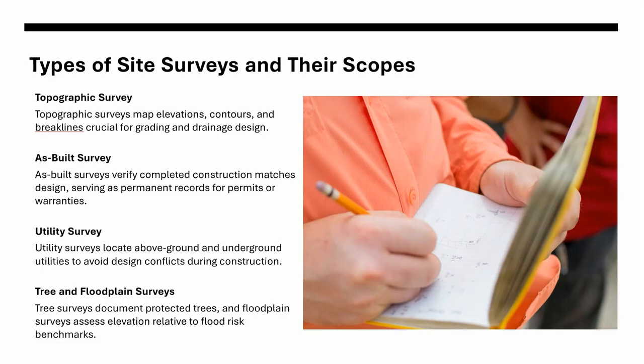A utility survey concentrates on locating above ground and underground utilities so that designs can avoid conflicts. And a tree survey documents trees in detail, especially heritage trees protected by ordinance. And a floodplain survey ties elevations to FEMA benchmarks, providing critical information about whether improvements will be impacted by base flood elevations. All of these fall under the umbrella of site surveys, but each has its own scope and audience.